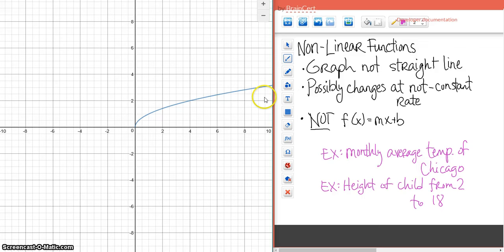The next example, the square root of x, is nonlinear for many reasons, one of which is that it doesn't extend through all real numbers. We don't have any negative x values here. Example 3, x cubed does extend through all real numbers, but it's not a straight line because again, it is not a constant rate of change.